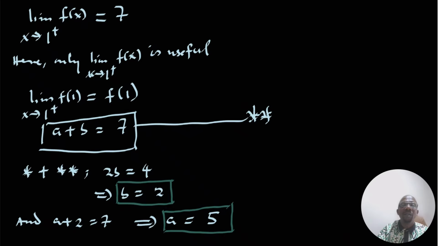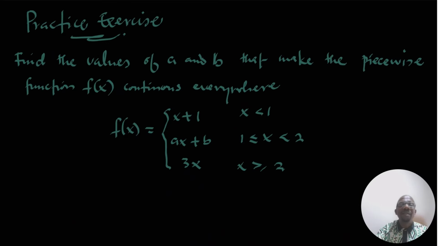And by the way, you may work on this practice exercise. Find the values of A and B that make the piecewise function f of x continuous everywhere. You can see it ranges between 1 and 2. So find continuity at x equals 1 and at x equals 2 to get the two linear equations, from where you now do substitution to get your values for A and B.